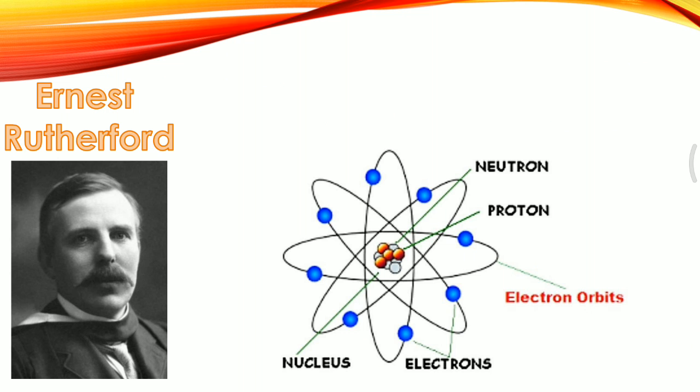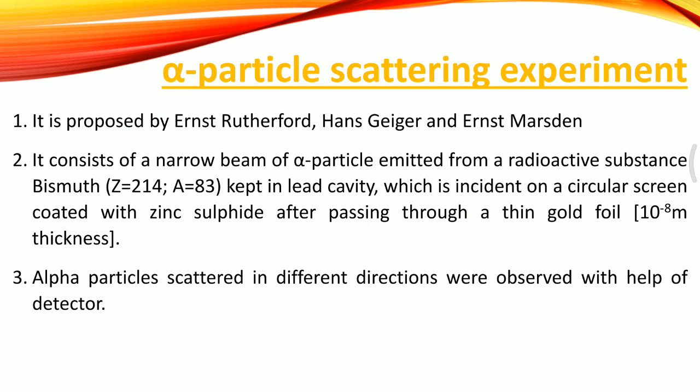The alpha particle scattering experiment is also called the gold foil experiment, and it was proposed by Rutherford, Geiger and Marsden. It consists of a narrow beam of alpha particles emitted from a radioactive substance such as bismuth of atomic number 214 and mass number 83, kept in a lead cavity, which is incident on a circular screen coated with zinc sulfide after passing through a thin gold foil of thickness 10 raised to minus 8 meter. Alpha particles scatter in different directions, which were observed with the help of a detector.